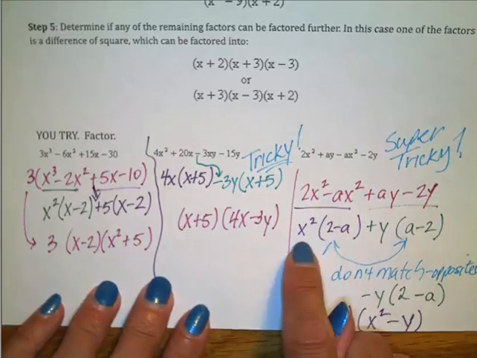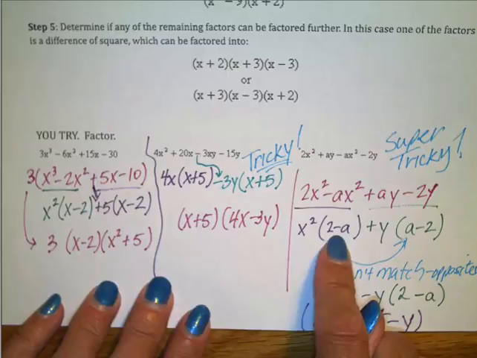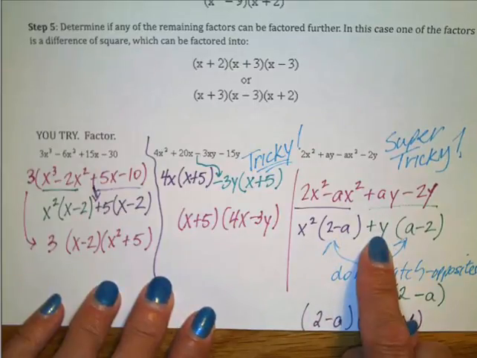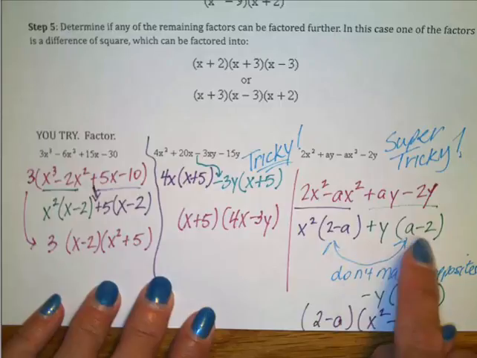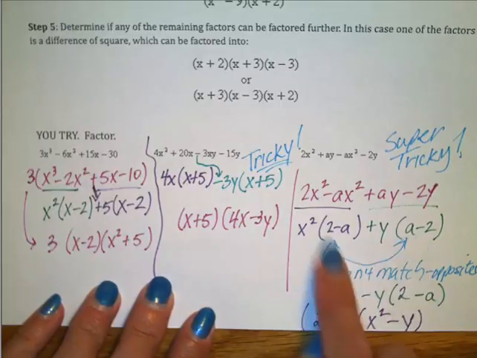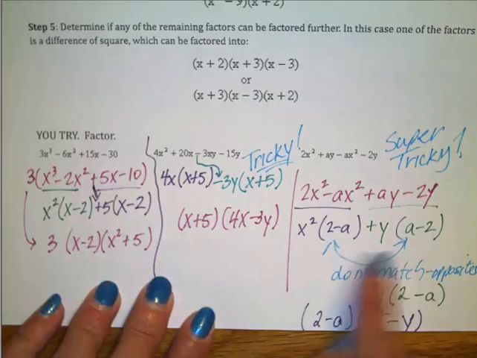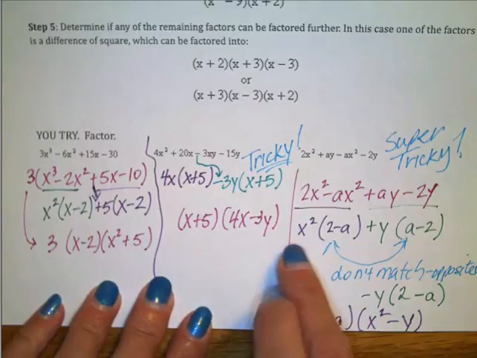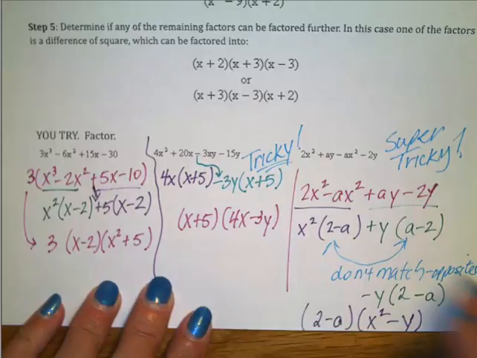Well, I took out x squared and got 2 minus a. When I took out positive y, because that's what I always said to do, the signs were going to be the same, I got a minus 2. These 2 things are the same terms, but opposite signs. So when that happens, take out a negative of one of them. I could have done it as the x squared, or I could have done it as the y.